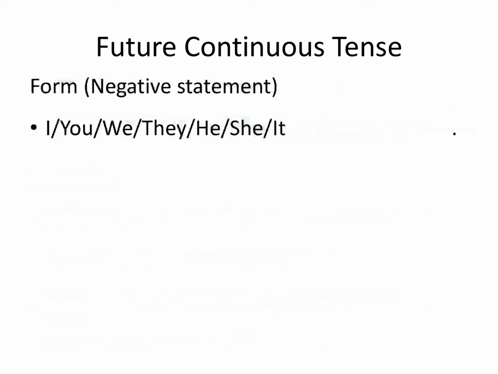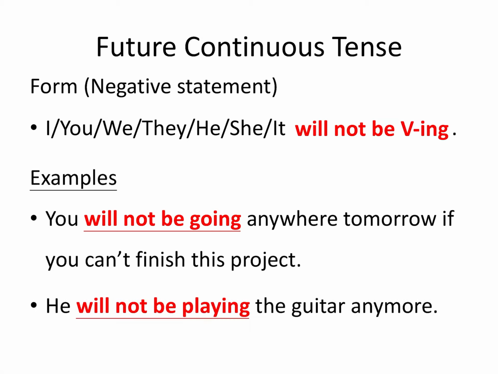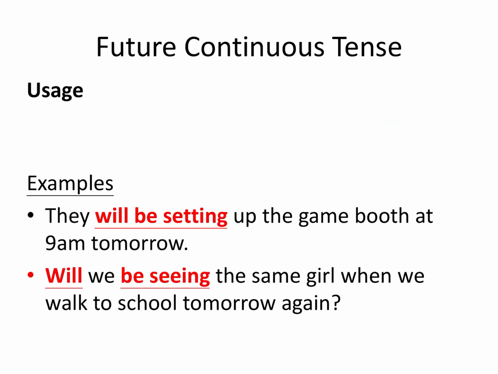When it is a negative statement, again, we just add the word not after the first part of the verb will, such that it is will not be plus ing. Examples: you will not be going anywhere tomorrow if you can't finish this project. He will not be playing the guitar anymore.